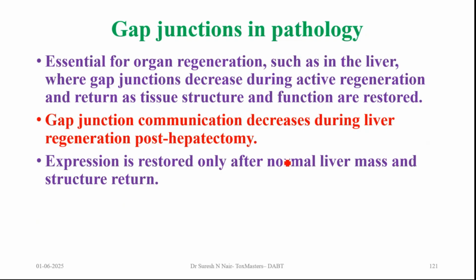This gap junctions again is essential for organ regeneration. In pathology, that is their significance. In the regeneration of organs such as the liver, the gap junctions decrease during active regeneration and return as the normal tissue structure once the function is restored.